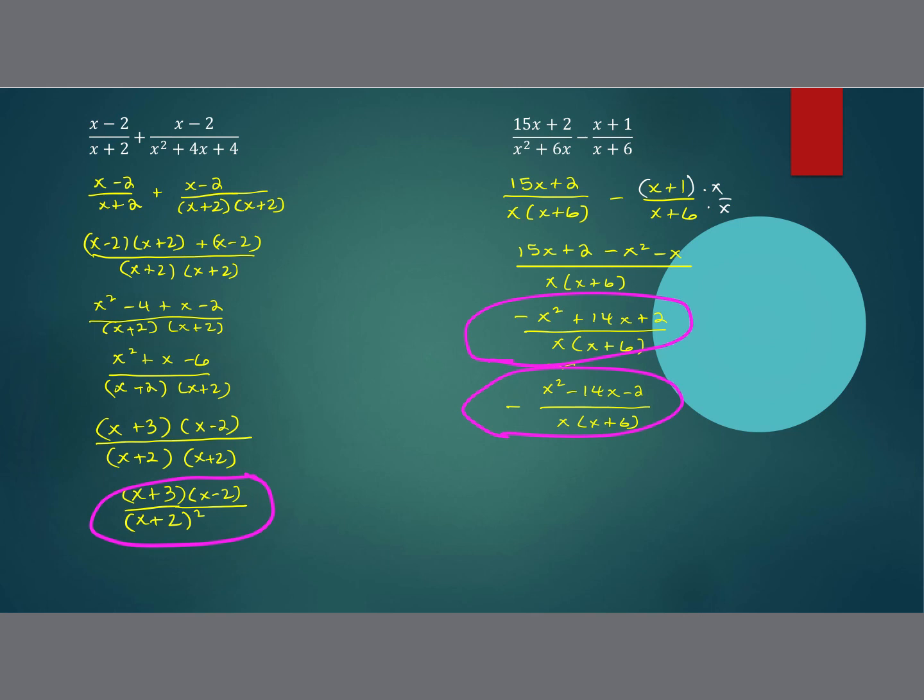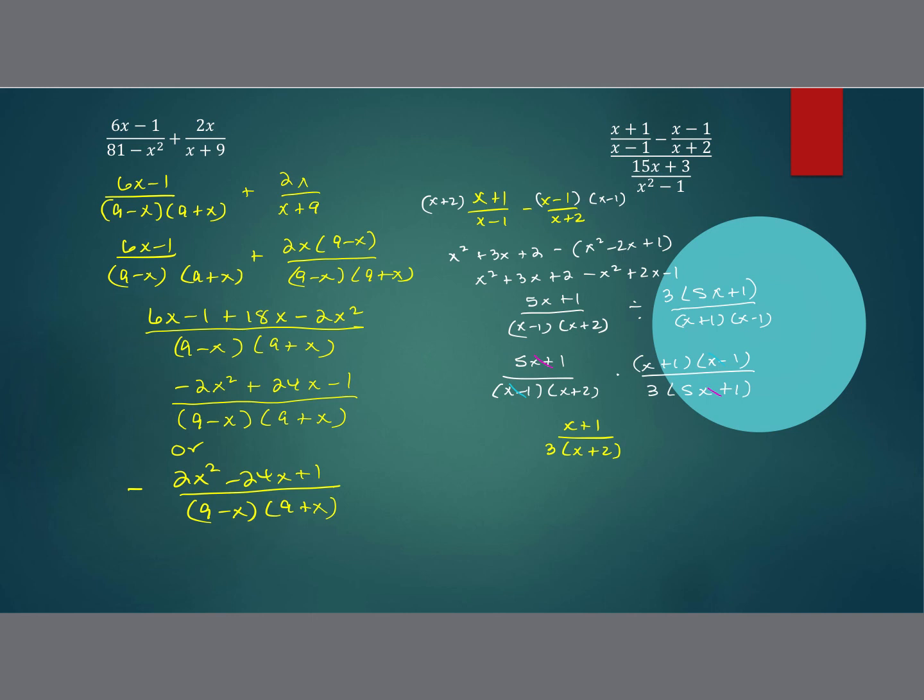Remember, you can keep it in factored form, okay? Or you could distribute that x. It's an extra step you don't need to do, so you could keep it in factored form. And then the last slide, you could either have distributed the negative, so it's negative 2x squared plus 24x minus 1 over 9 minus x, 9 plus x. Or the negative could be out front, and then the top is a positive 2x squared, a negative 24x, and a positive 1. And then that last one should have been x plus 1 and 3 times x plus 2.